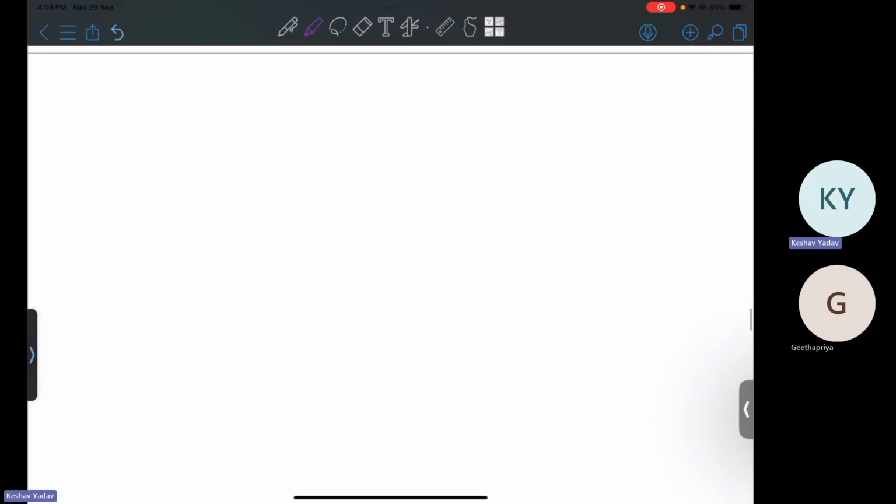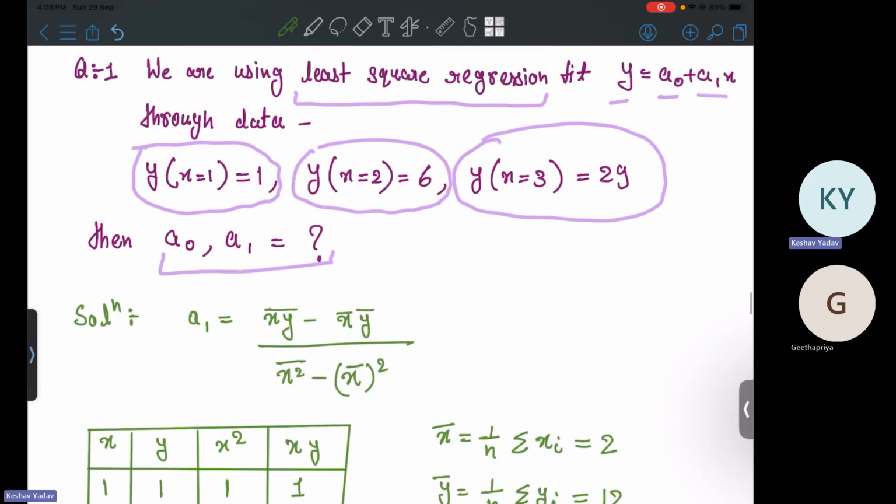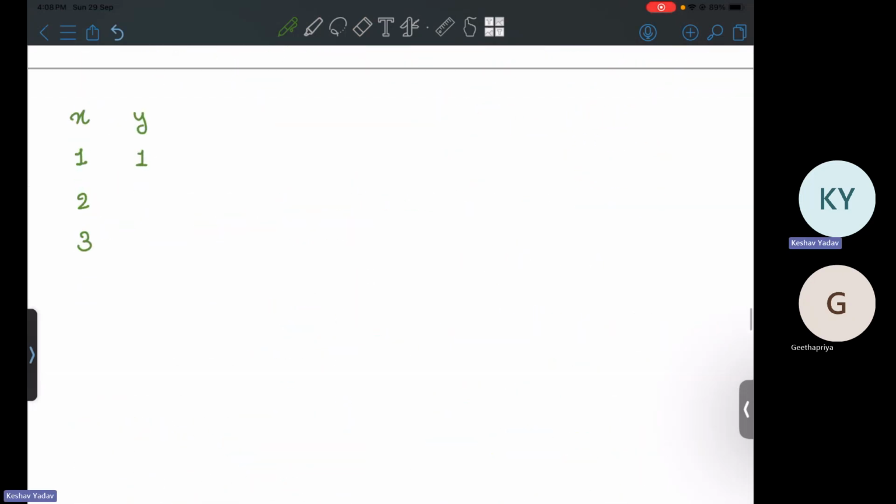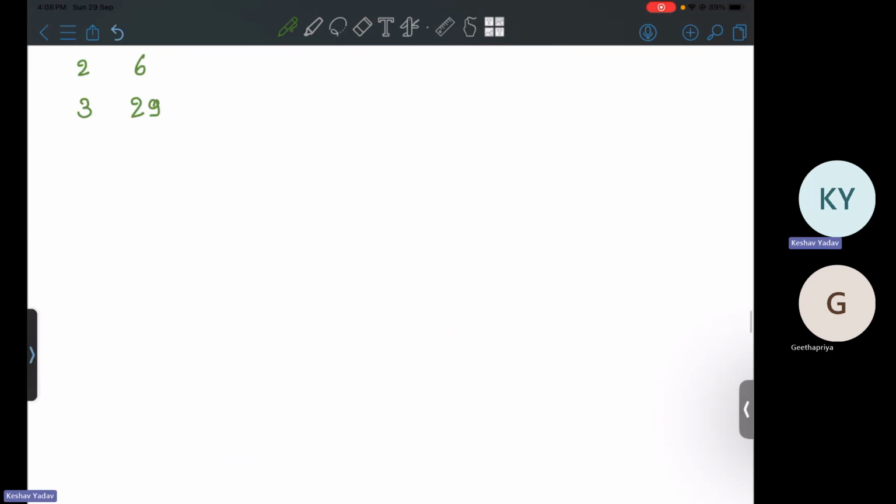The first problem I will solve, then you will solve the next problem. Here we have some x and some y. x is 1, 2, 3. y is, for 1, it is 1, then 6, and 29. Suppose I want to find a0 and a1. So a1 will be equal to what?